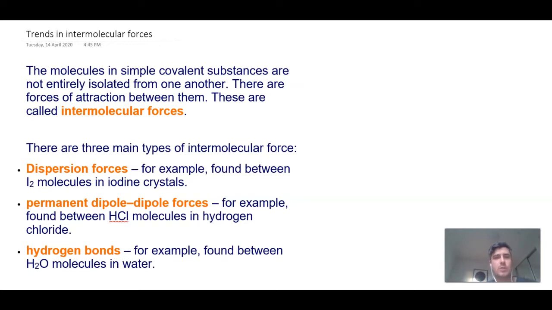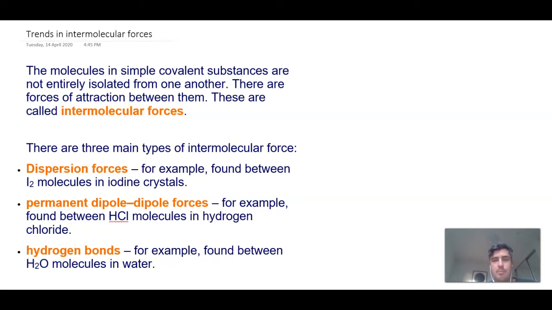We've got dispersion forces, which exist between all molecules that have electrons, but they're also the weakest of all the three forces. The next stronger intermolecular force is dipole-dipole forces. So this acts between molecules which are polar. And we talked about polar in a previous video.